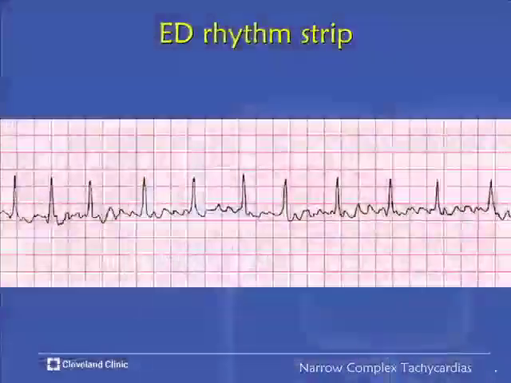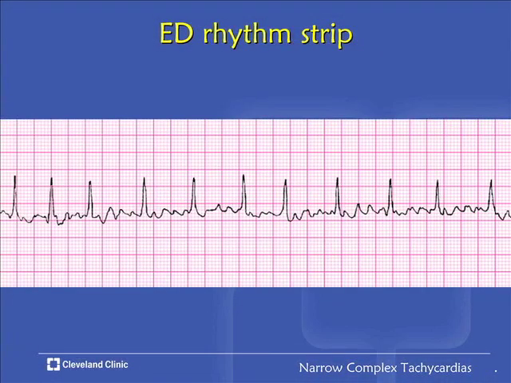So when you see these flutter waves, they have to be exactly the same shape, amplitude, and duration. If you look at this one and this one, and they're exactly the same, same amplitude, same width, same shape, then it's flutter. Otherwise, it's coarse atrial fibrillation. And this gentleman, unfortunately, has coarse atrial fibrillation.